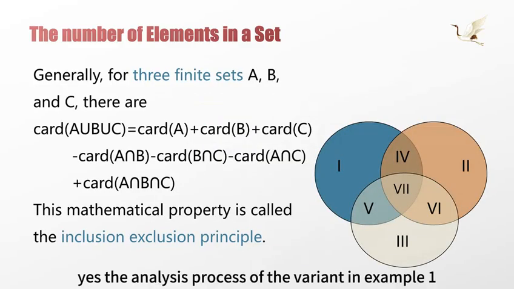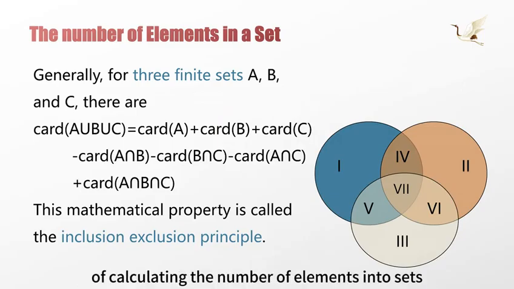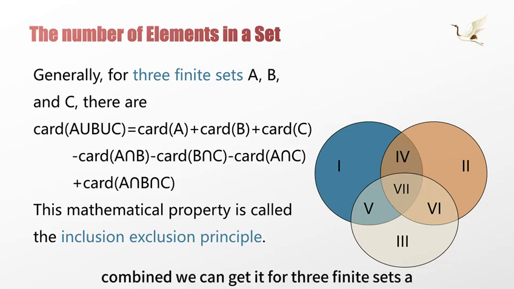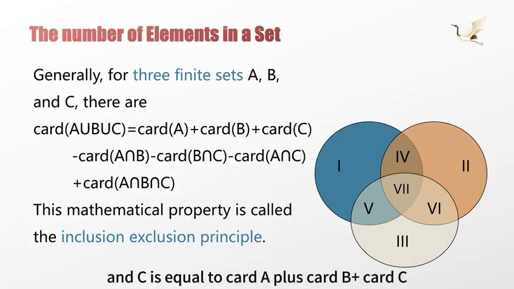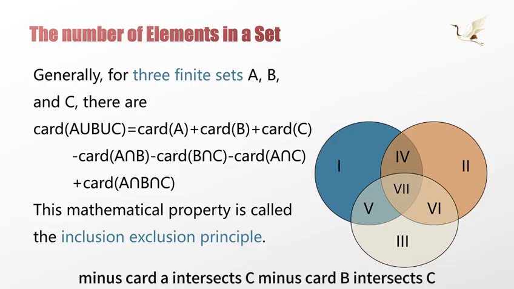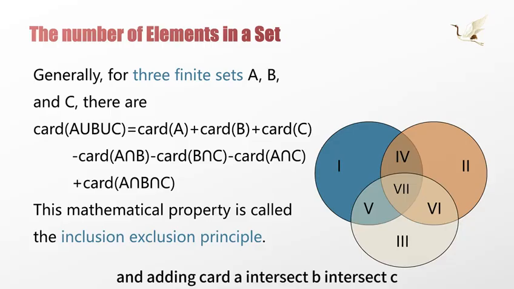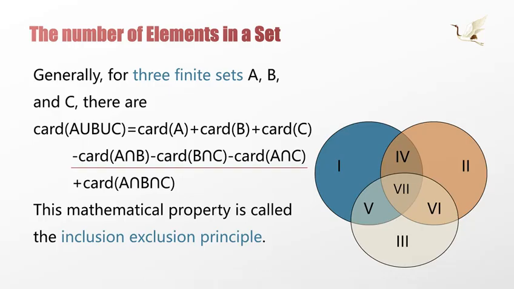Yes, the analysis process of the variant in example 1 is similar to the reasoning method of calculating the number of elements in the union of two sets. We can get it! For three finite sets A, B, and C, card A union B union C is equal to card A plus card B plus card C, minus card A intersect B, minus card A intersect C, minus card B intersect C, and plus card A intersect B intersect C. This mathematical property is called the inclusion-exclusion principle of three sets.